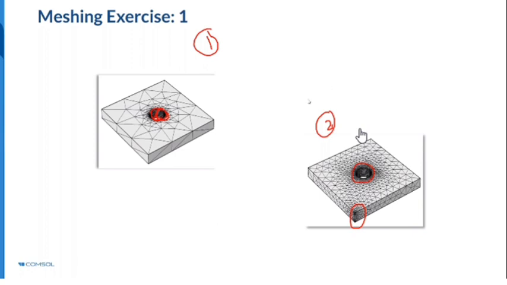I'm getting a few queries like, is it advisable to have a free triangular mesh throughout the geometry? Actually, it all depends on the curvature. If you have curvatures in your geometry, then of course you have to use triangular elements. But that is not the optimum way of meshing your geometry. If you have the option to have a swept meshing, then always prefer the swept meshing. Okay, that is any day a better option to pick.